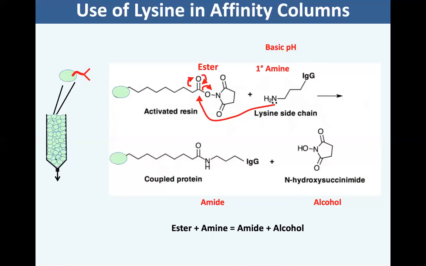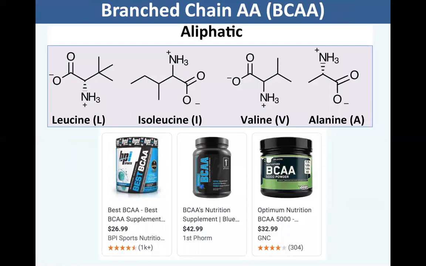And the reaction then is that an ester plus an amine is an amide plus an alcohol. But in this case, our amine was lysine, okay? So what you have to recognize is the chemistry of the side chains and how to use them. So we're going to see this in the passage a little later on. So I'll mention a few more things, and then we'll move on to hemoglobin, and then we'll go to our passages. So the branched chain amino acids, BCAA, are also known as the aliphatic ones.